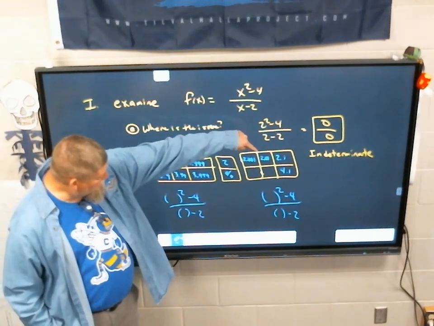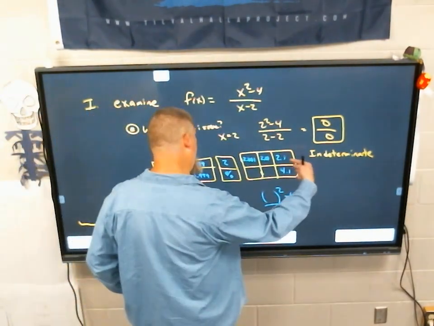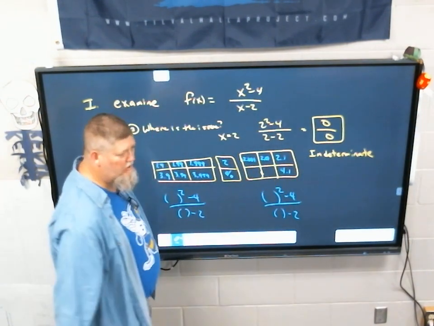I'm getting closer to 2. So here I'm coming from the left, and here I'm coming from the right, getting closer to 2. What's this value getting closer to? 0.